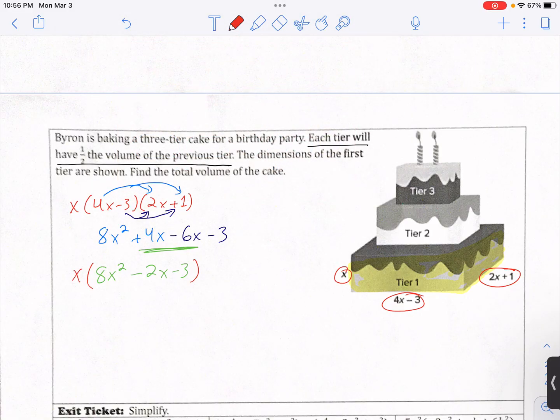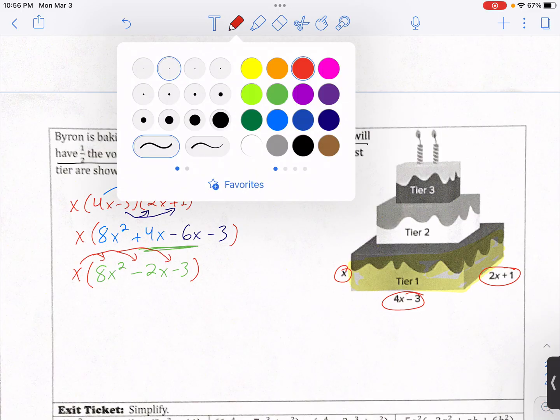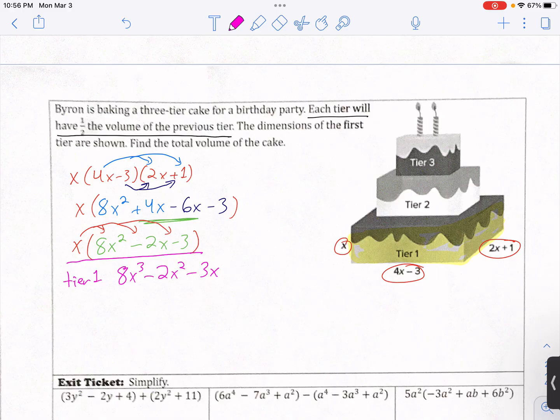And we still have that x down below. So we drop down that x. The final thing I'm going to do now is distribute it. And then this is going to give us our first answer. So for our very first one, I'm going to get tier 1 is going to be 8x cubed minus 2x squared minus 3x. Again, that's what we get after we do this final part. So all we did was multiply the last two binomials, and then we got our answer and we distributed that x.